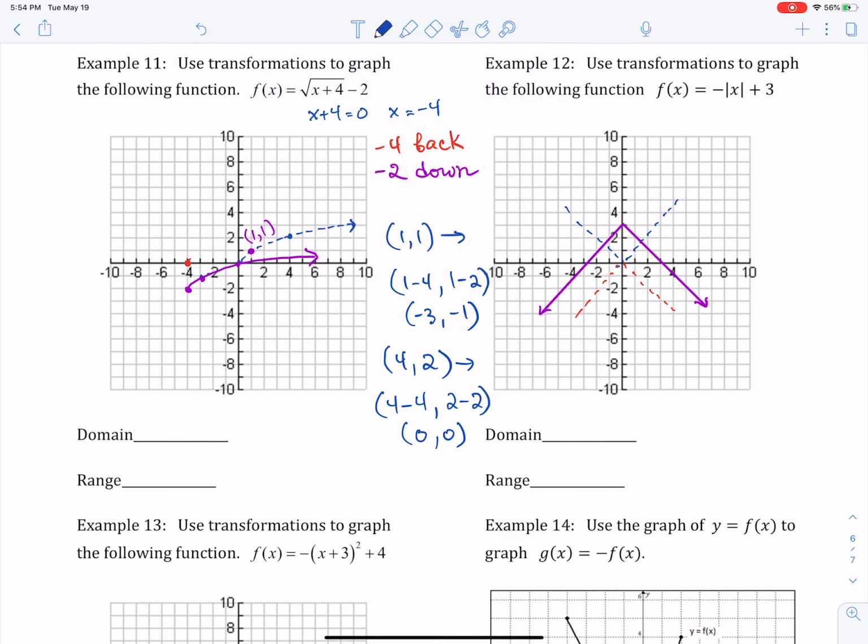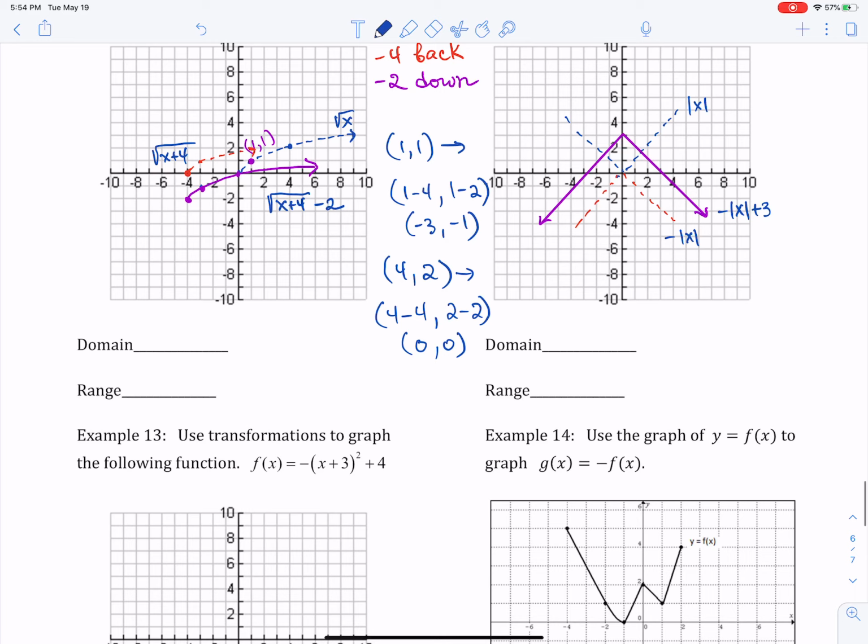Let me write the names of those. So that's absolute value of x, that's going to be negative absolute value of x, and that's going to be negative absolute value of x plus 3. And here, to be more precise, will be square root of x, that will be square root of x plus 4, and that will be square root of x plus 4 minus 2. Let's talk about the domain and the range of those.